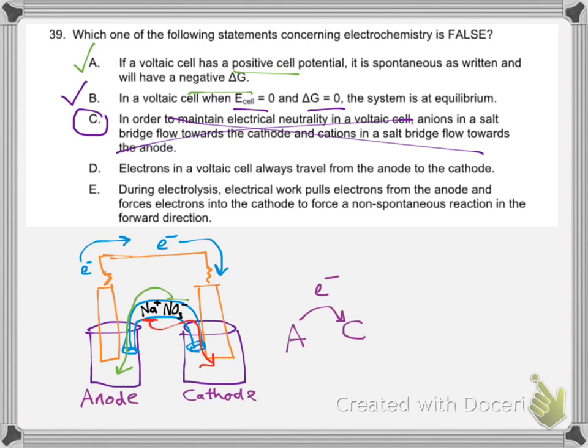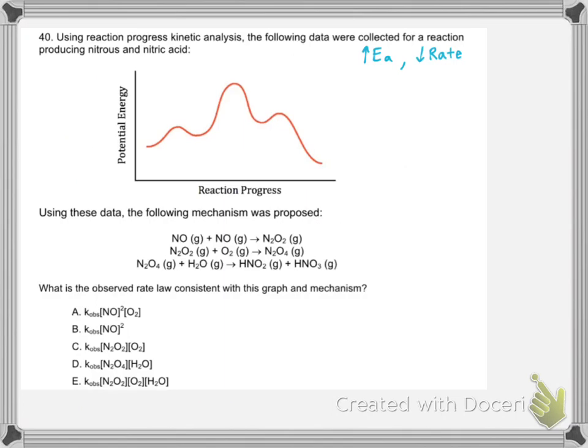But let's just go through the other ones, too, just for posterity's sake. Electrons in a voltaic cell always travel from the anode to the cathode. Oh, yeah. And then finally, during electrolysis, electrical work pulls electrons from the anode and forces electrons into the cathode. So even in electrolysis, electrons still travel from A to C. It's just we force that reaction to go. So this one is indeed true. So the only one that is false is choice C.